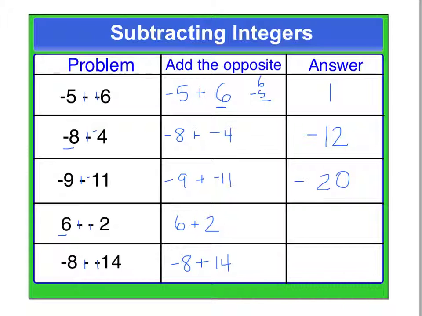And since they're negative, it's going to stay negative. 6 plus 2, that's an easy one. And then we have negative 8 plus 14, so if we did 14 minus 8, we'll get 6. The bigger number is positive, so it's going to be positive.